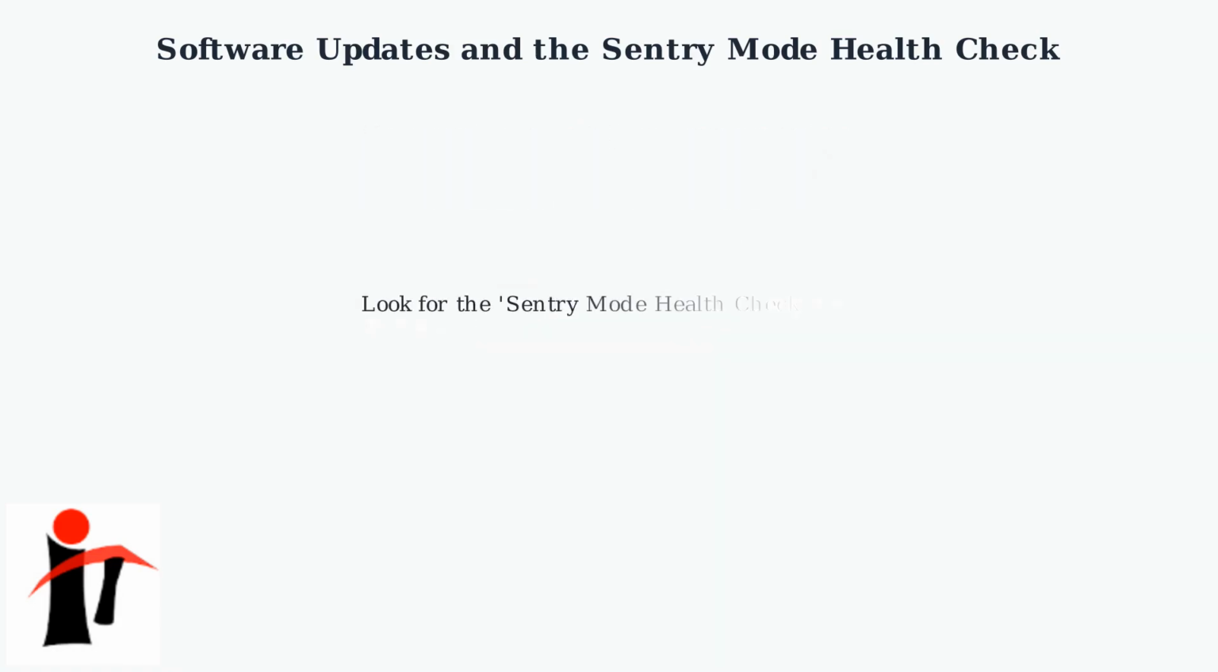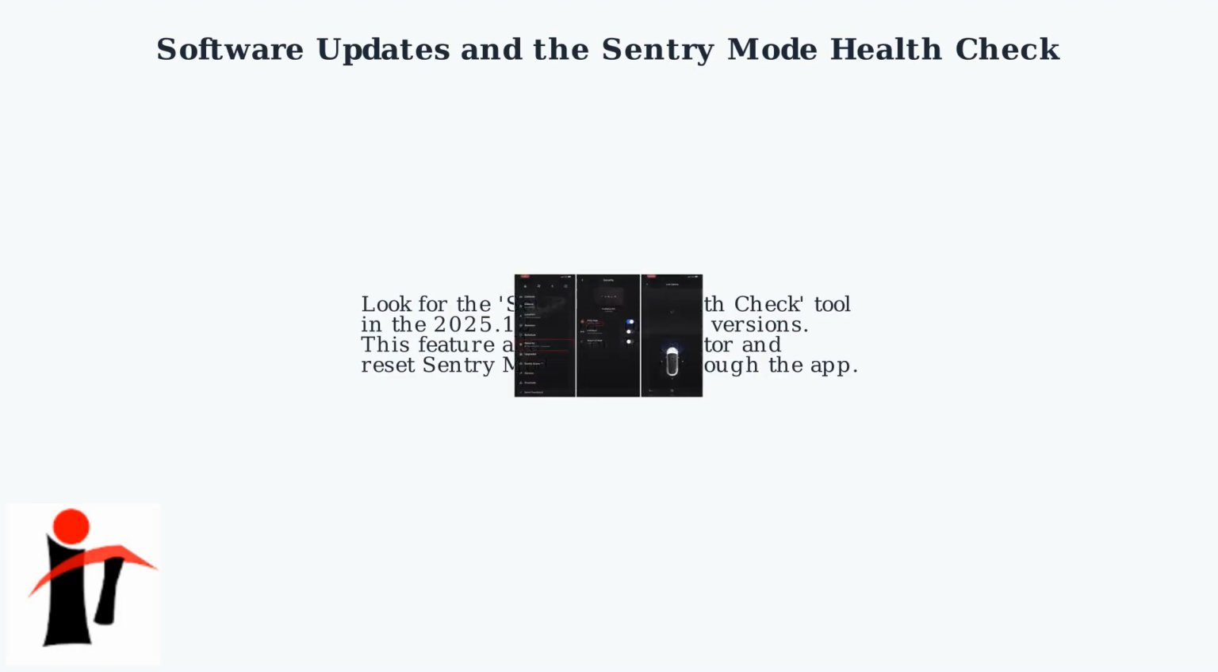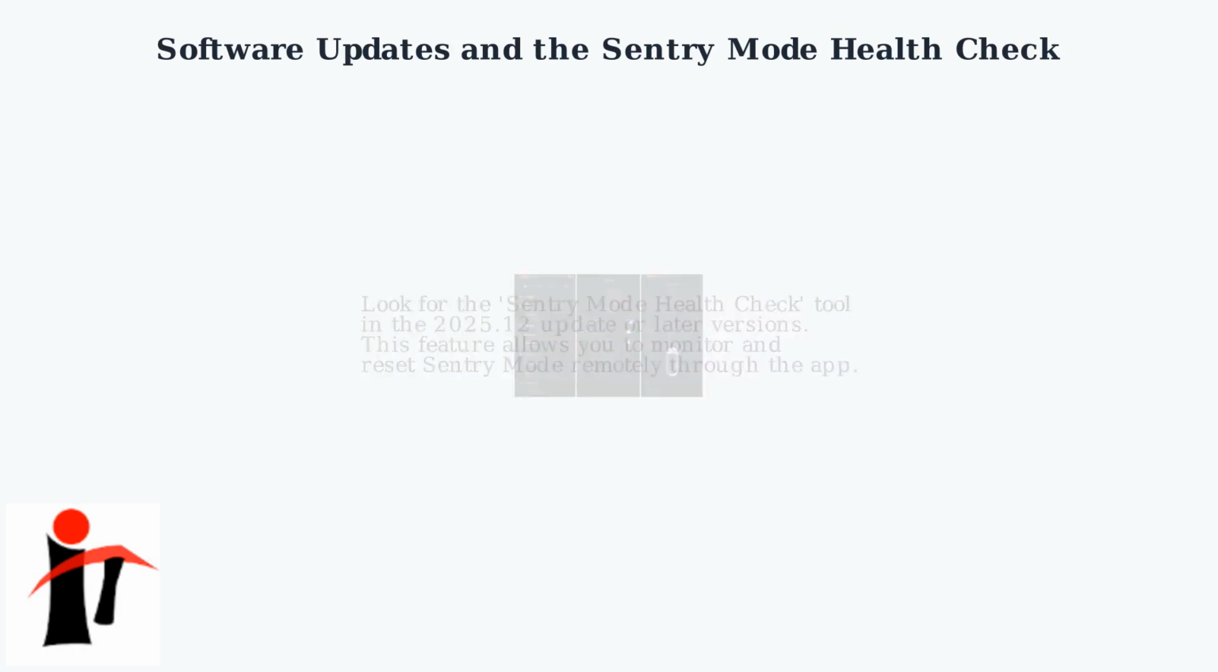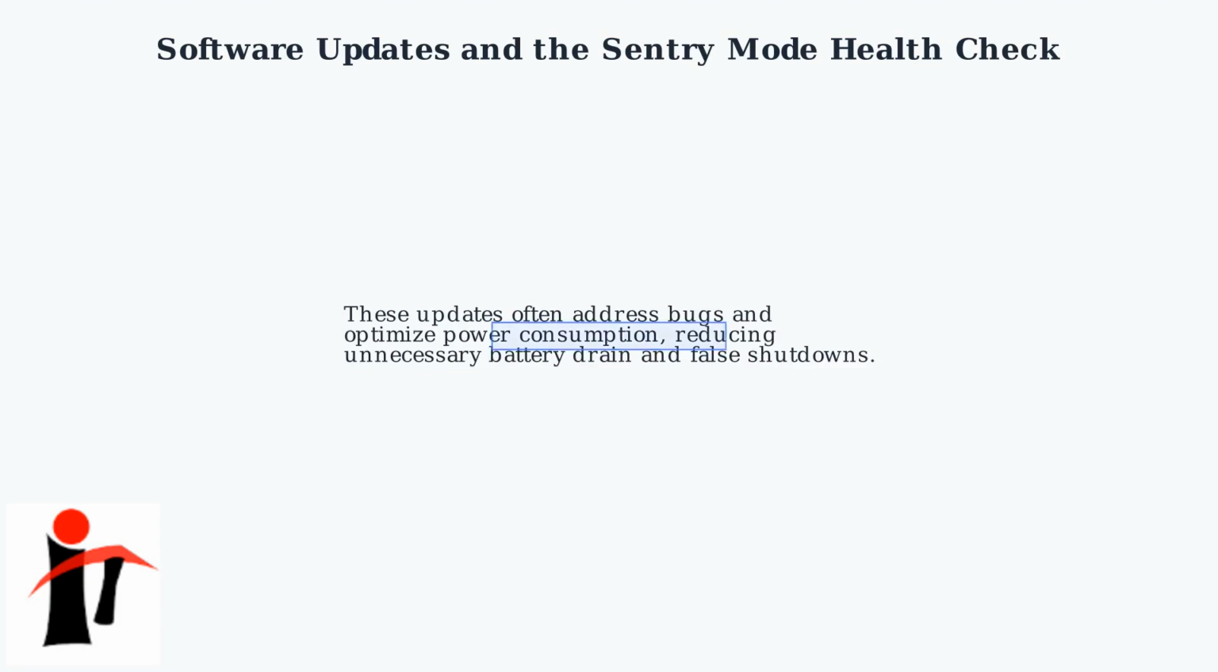A key addition is the Sentry Mode Health Check tool, introduced in the 2025.12 update and later versions. This tool lets you monitor Sentry Mode's status and reset the feature remotely via the Tesla app, providing quick diagnostics without visiting a service center. By installing these updates, you benefit from bug fixes and power optimizations that can reduce Sentry Mode's battery consumption by up to 40%, ensuring more consistent operation and fewer interruptions.